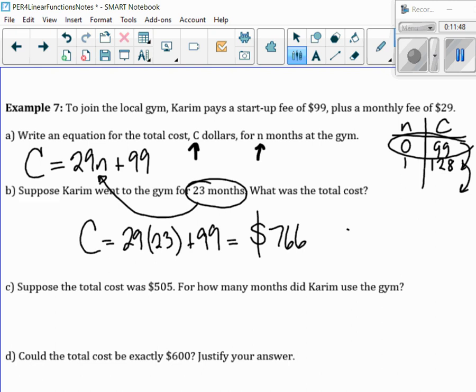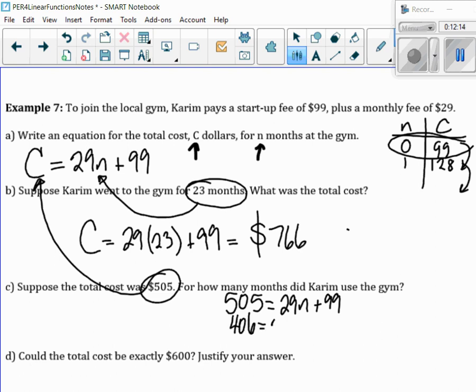Now, suppose the cost was $505. How many months did Kareem use the gym? So where are we putting the 505 in? We're putting it into C. So 505 equals 29n plus 99. So how do I solve for n? Yeah. So subtract 99. I'm not going to show that step. So I get 406 equals 29n. You're welcome to start skipping those steps where you subtract 99 to both sides. You're good now, right? Okay. So then what do I do in my next step? Divide by 29. I get n equals 14. And what's my units? Months.